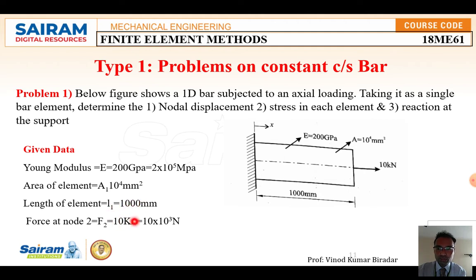Here for the unit, the notation k should be a small letter and N should be a capital letter. I made a mistake here. Which is equal to 10 into 10 to the power of 3 Newton, so you have to convert. Once you convert the given data into standard units, that is Newton per mm square and mm, and calculate all those things, then go for the procedure.